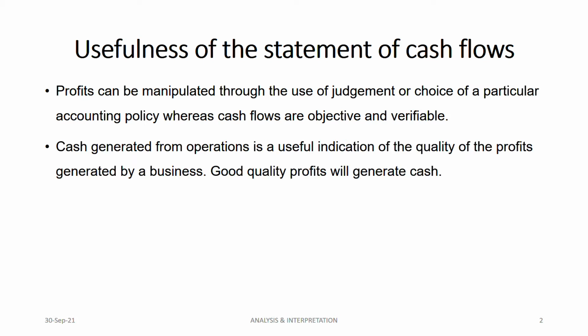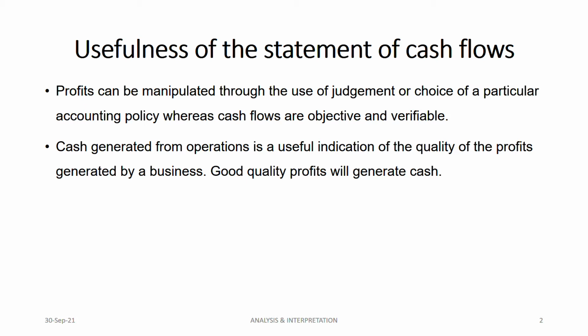Second, cash generated from operation. This is a very useful indication. It talks about what? Quality of profit. It talks about quality of profit. Good quality profit will generate cash. You will soon come to know about the second point through a question which we are going to do in few minutes.